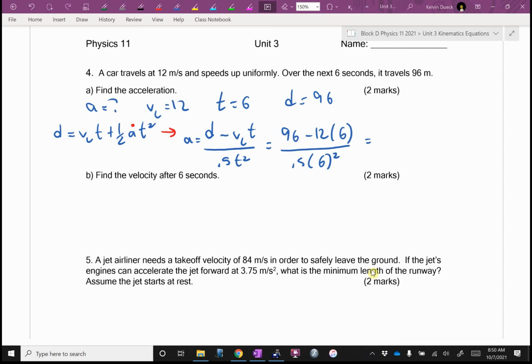You know, I think I did this in my head. 12 times 6 is 72. 96 minus 72 is going to be 24. It's 48 over 36. Divide by, what is 48 over 36, Mr. Duke? Divide by 6. Divide by 6. It's going to be 8 over 6. It's going to be 4 over 3. Is it 1.3 repeating? Yeah. I can do math in my head.